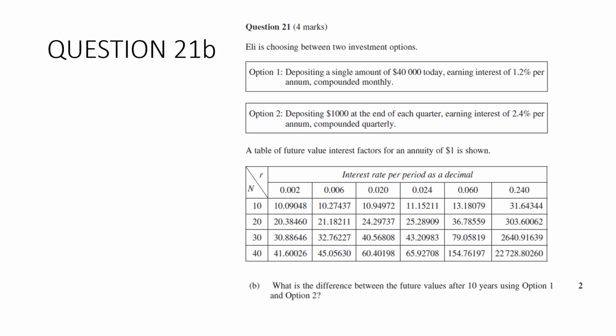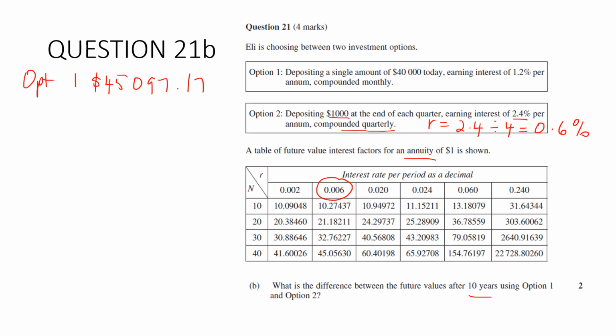Part B, what is the difference between the future values after 10 years using option 1 and option 2? So option 1 was 45,097.17. Now option 2, in this case he's depositing $1,000 as an annuity, and it's 2.4% per annum compounded quarterly. So r is going to be 2.4 divided by 4, which is 0.6%, which is this guy here. And how many quarters are there in 10 years? There are 40, so that's this number here.